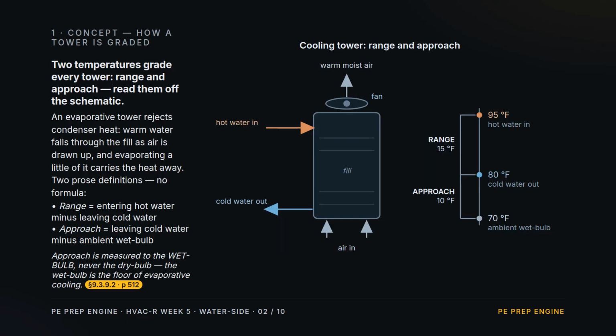Concept 1. How a tower is graded. Warm condenser water falls through the fill, while air is pulled up. Evaporating a small fraction of that water is what carries the heat away. Two prose definitions grade the tower, and there is no formula to render. Range is the entering hot water minus the leaving cold water, how far the water dropped. Approach is the leaving cold water minus the ambient wet bulb, how close the tower got to the limit, and that limit is the wet bulb, never the dry bulb.